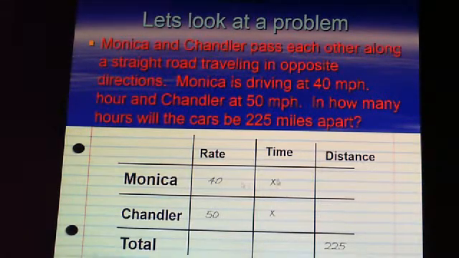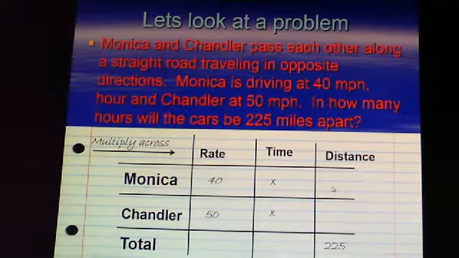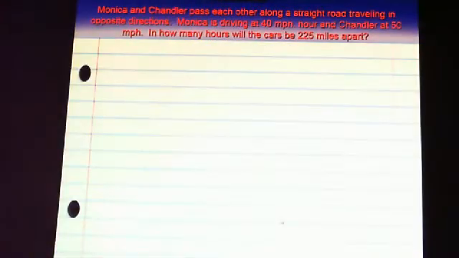So I said that rate times time is equal to our distance. So now 40 times x has to equal our distance over here. Multiply across. 40 times x is 40x. 50 times x is 50x. And then we have to add down.